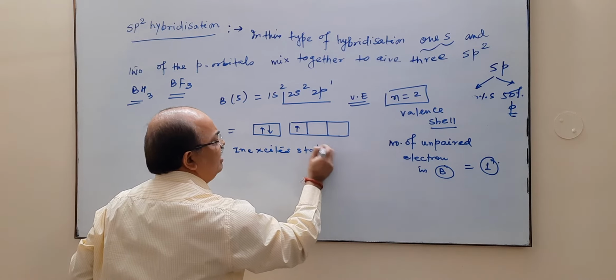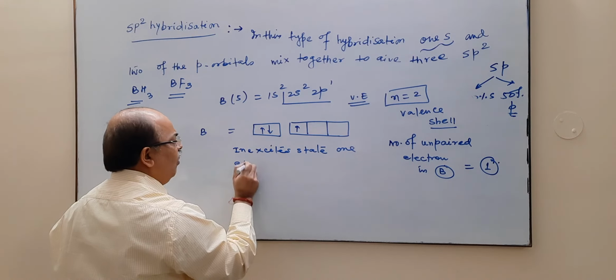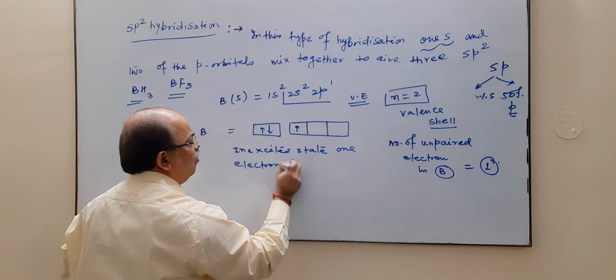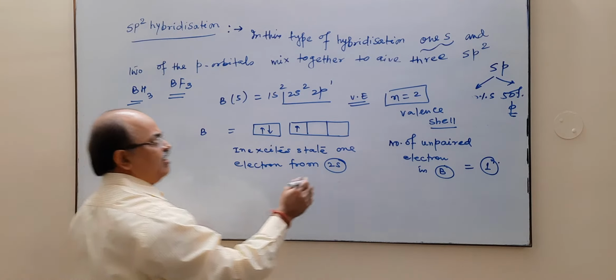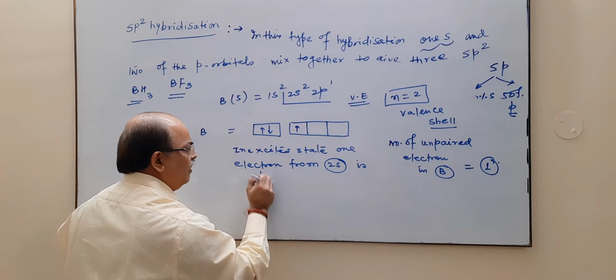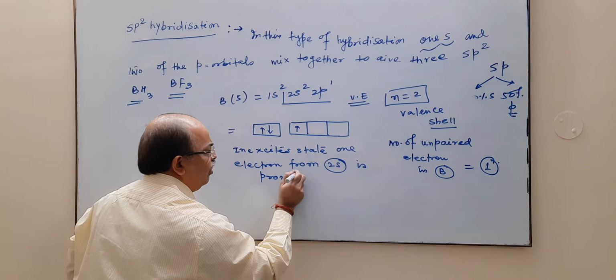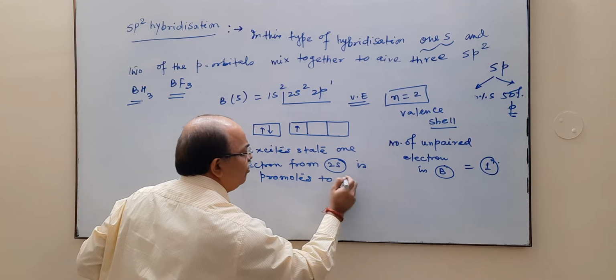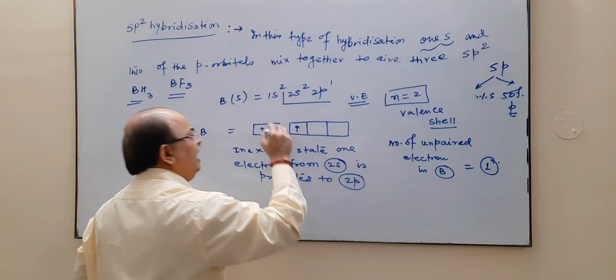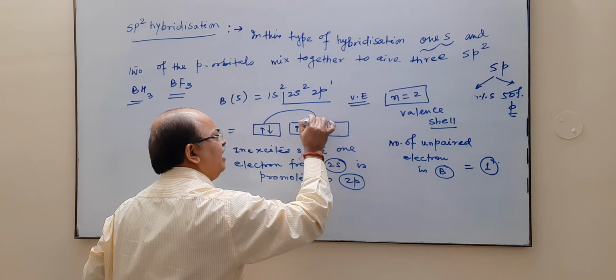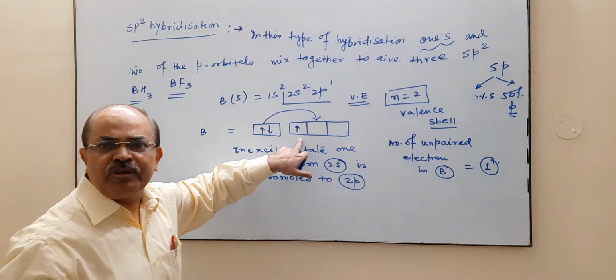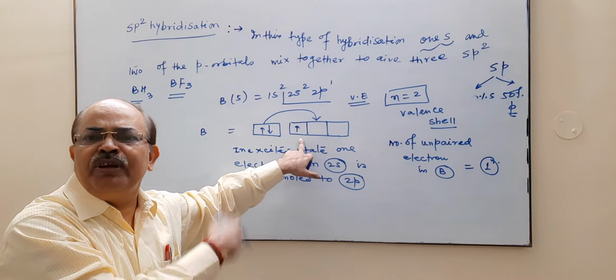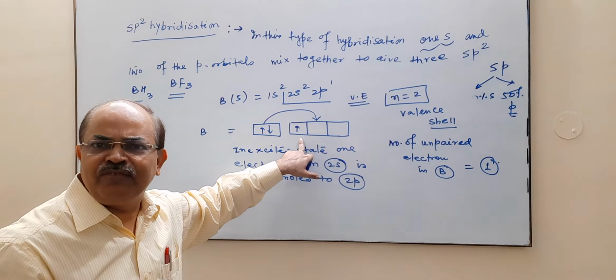In excited state, one electron from 2s is promoted to 2p. एक इलेक्ट्रॉन 2s से 2p में आप प्रमोट कर लीजिए. यहां मत डालिए, क्योंकि यहां अगर आप डालेंगे तो फिर तो ये पेयर हो जाएगा, बात वही हो जाएगी.